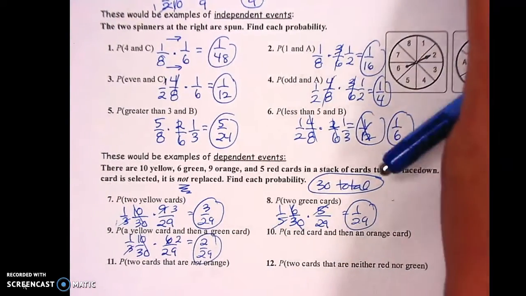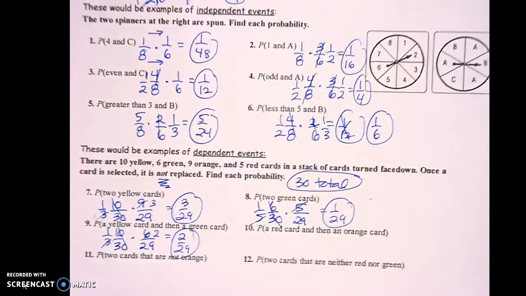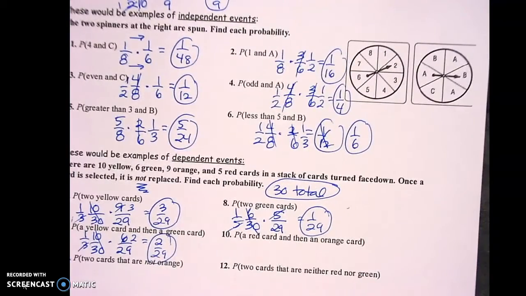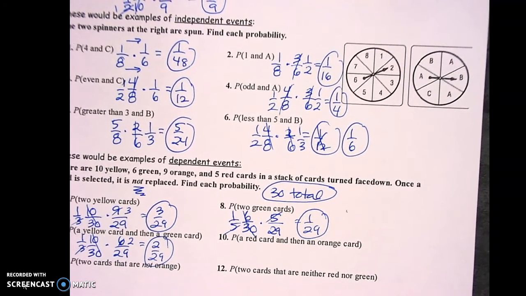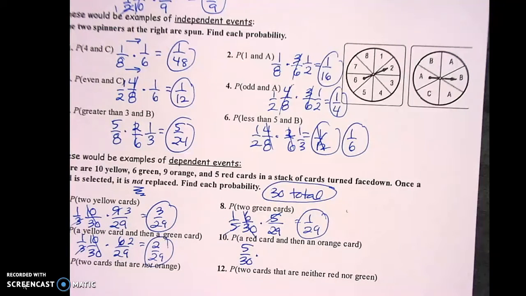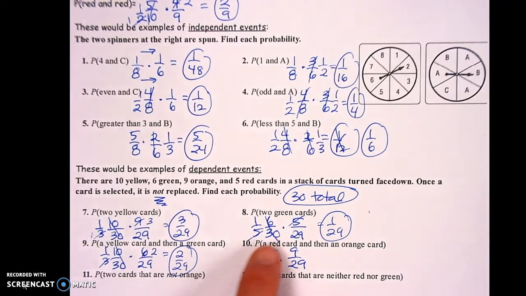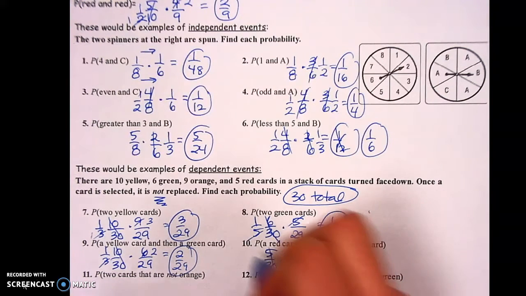And anytime if I'm going too fast, pause the video, work it out yourself, and then check if we got the same thing. One more of these. Probability of getting a red card. So I started with 5 red cards out of a total of 30. Took that one out. Then I got an orange card, or I'm hoping for an orange card. There's 9 of those out of 29. So every single time in these 4 problems so far, start with 30, took one out, now I have 29. Go ahead and simplify.